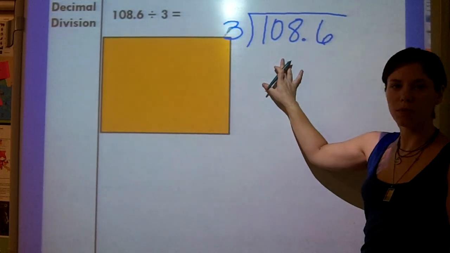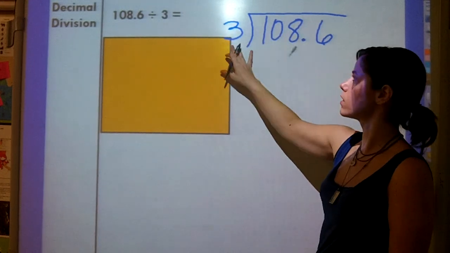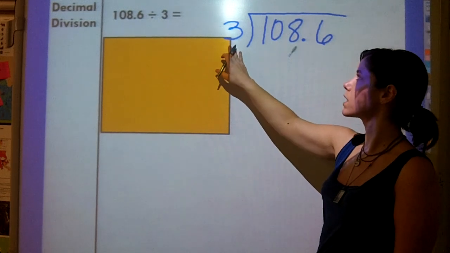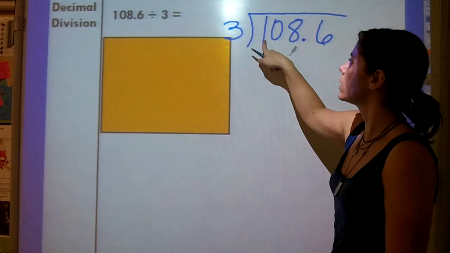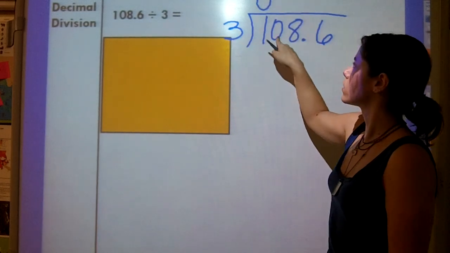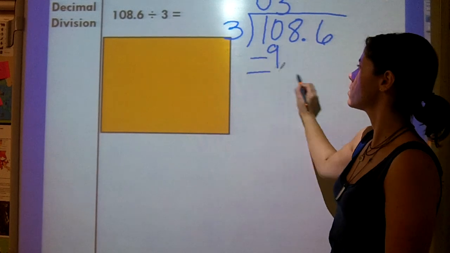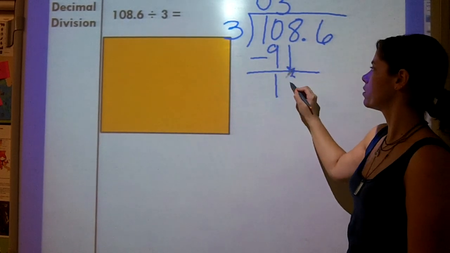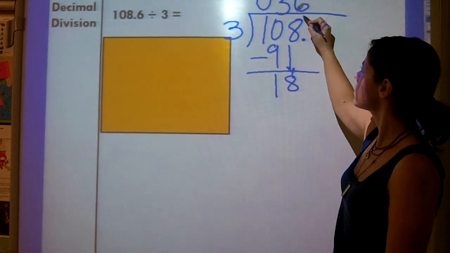I'm still setting up the problem the same way, with the first number inside the division house and the second number outside. I'm still asking myself, how many times can I count by 3 to get to each of these numbers? 3 doesn't go into 1, it goes into 10 3 times, because 3 times 3 is 9, and I'm left with 1. I bring down my 8. 3 goes into 18 6 times.